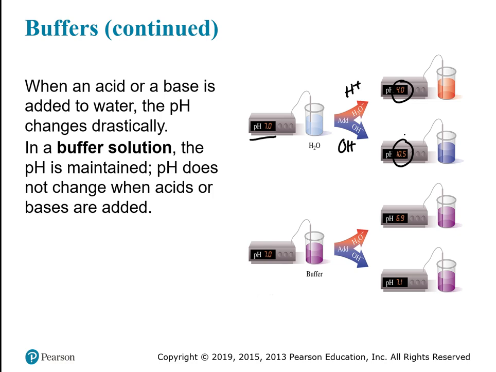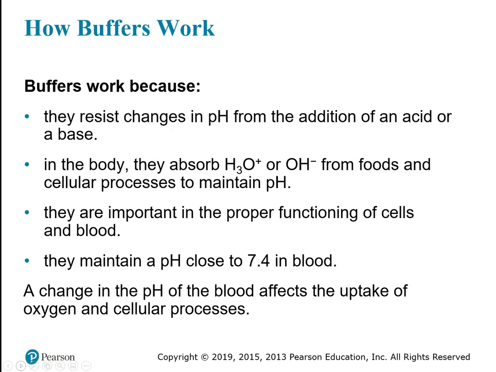If you have a buffer, you're not going to see much of a change. So if your buffer is at pH 7, you add a little bit of acid, maybe it'll dip down to 6.9. If you add a little bit of base, maybe it'll go up to 7.1. But you're not going to see any drastic differences. 6.9, 7.1, it's all about the same. Buffers work because they resist changes in pH.